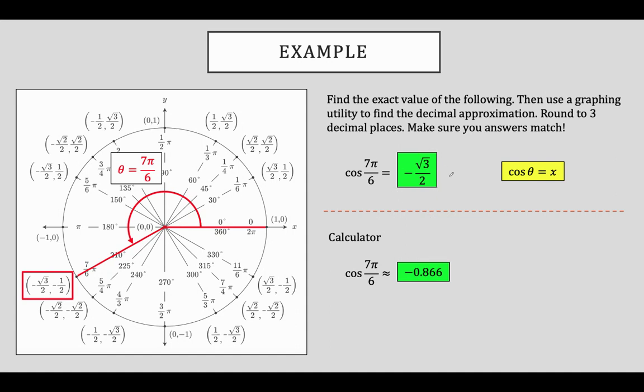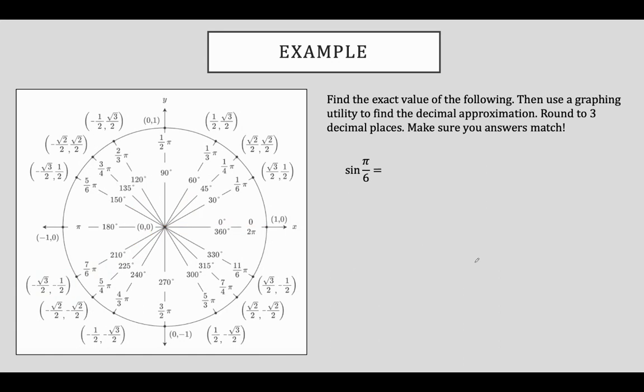Why do we as mathematicians like negative root 3 over 2? Well, this is an exact answer. Compared to negative 0.866, well, we had to round. That is our decimal approximation. Okay, so exact answers, always better to give an exact answer when you can. However, we can check our work with a decimal approximation.